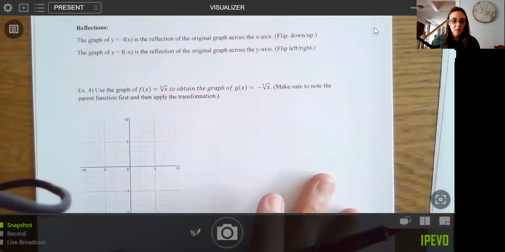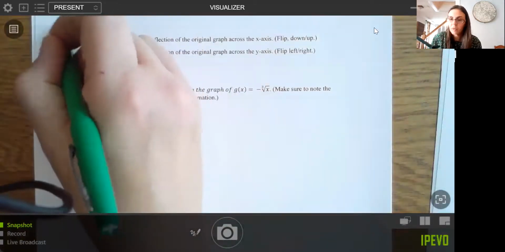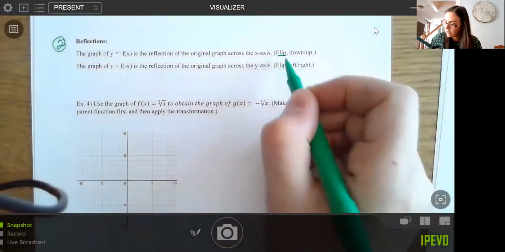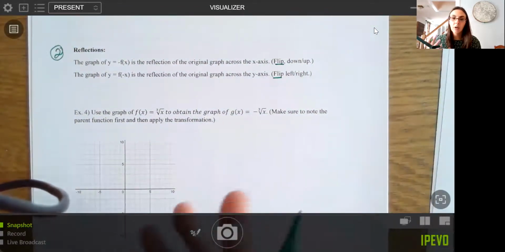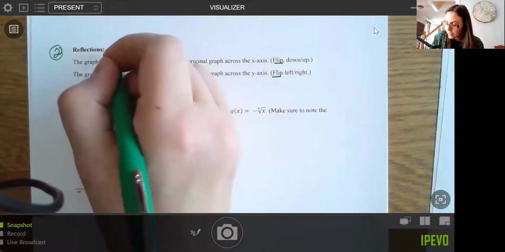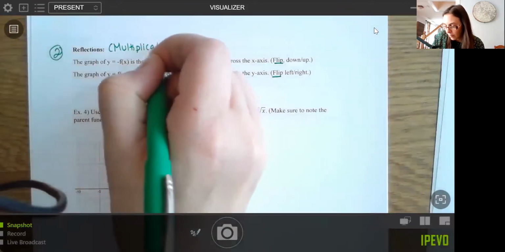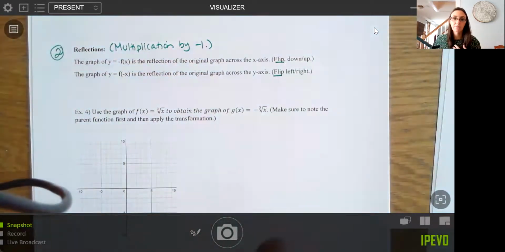Now, the next set of transformations I want to talk about are called reflections. And reflections, this is your flipping idea. So you're going to flip either down and up or left and right. How do you know if you have a reflection? You're going to see some sort of multiplication, typically by a negative. So by -1, we'll say.